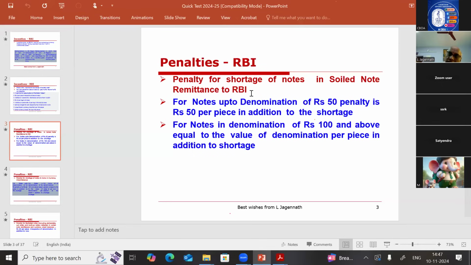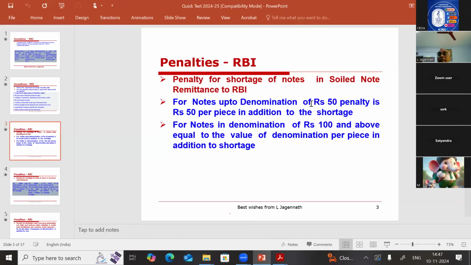After collecting soiled notes, you will bundle them up and send them to the currency chest. The currency chest in turn sends them to the Reserve Bank of India for remittance. At the time of sending the soiled notes to RBI, if RBI's note sorting machines find any shortages, RBI will impose a penalty on the banks. Now, what is the penalty? We are going to see.